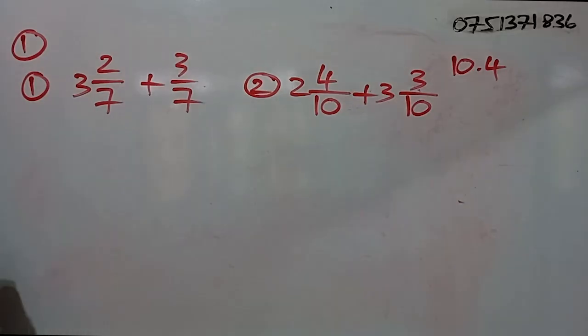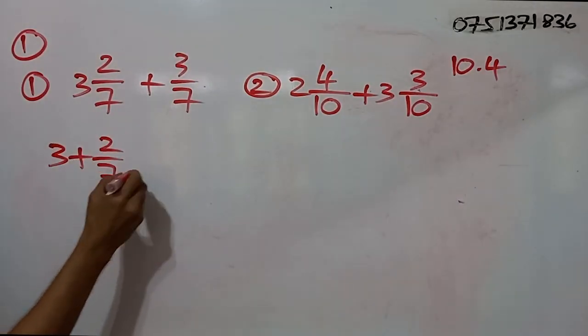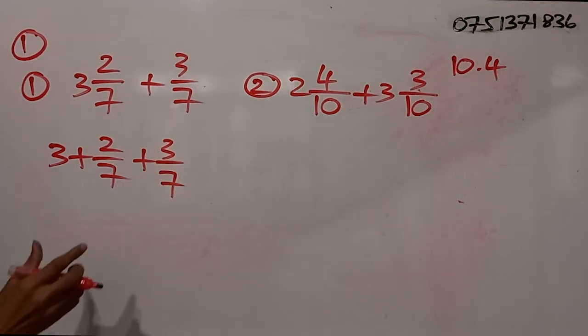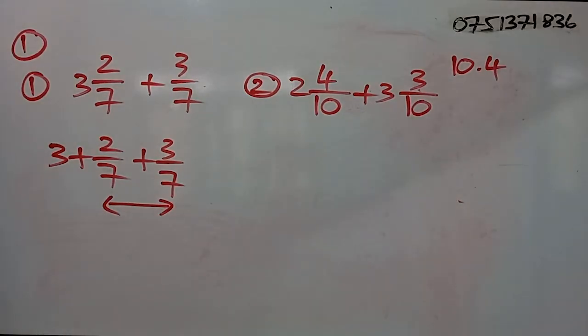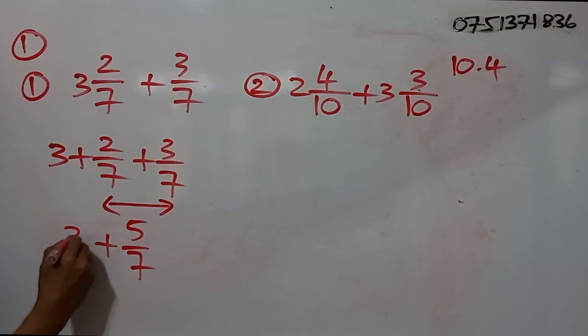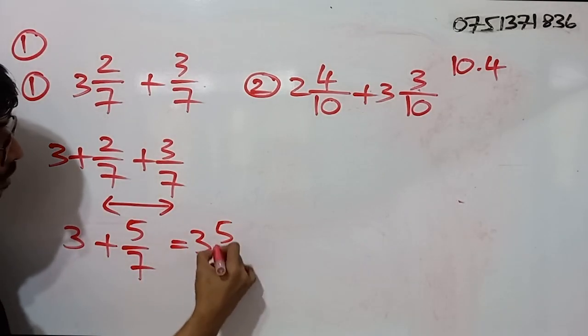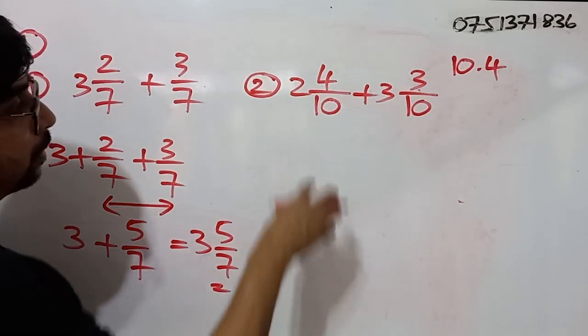Okay, number 1. So here, I can break this mixed number into what? 3 plus 2 by 7. To that I can add 3 by 7, right? Then I can add these two fraction parts. So what's the value when we add them? 5 by 7. To that I can add a 3. So what will I get? 3 and 5 by 7. That's the answer.